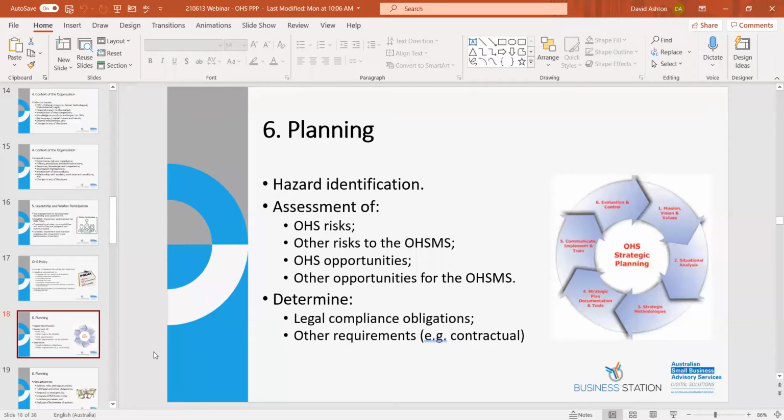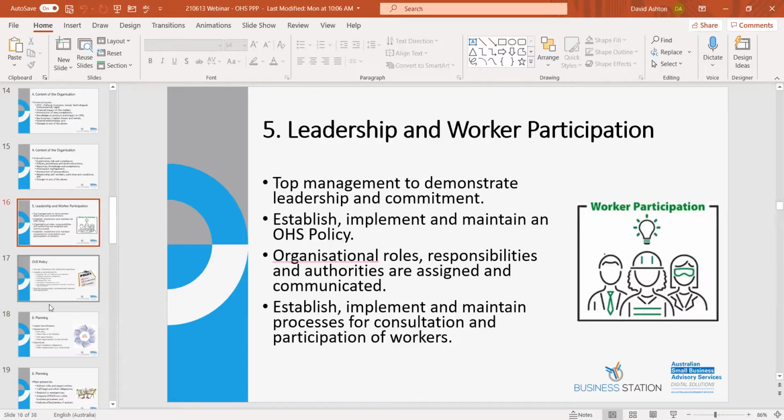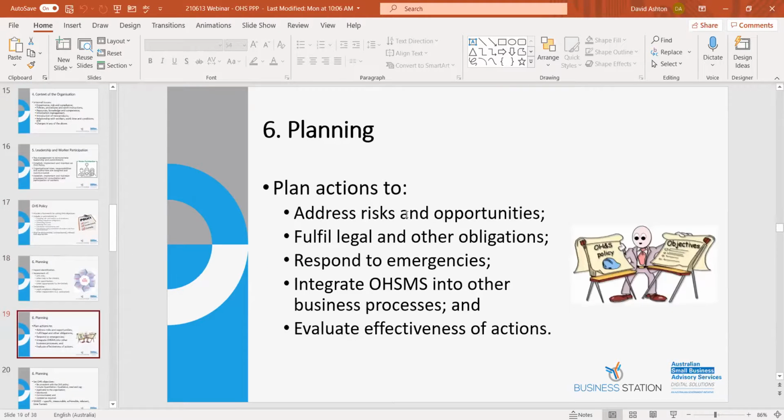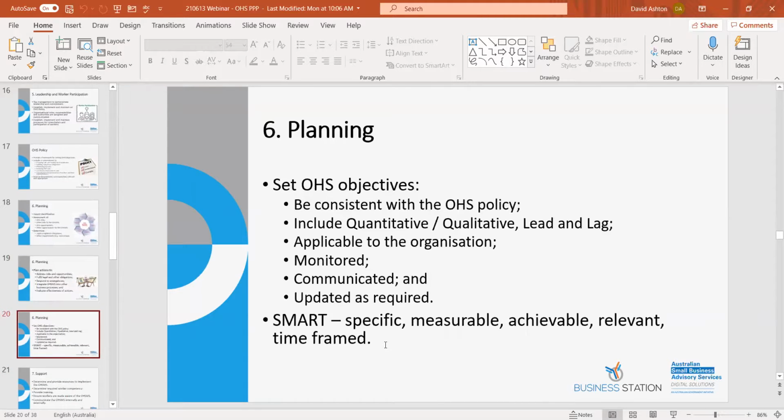You need to look at any other requirements you've got to comply with, such as contracts. The contracts that you enter into may require you to have certain safety requirements as well. Then you need to put in place the procedures to address risks, fulfill legal obligations, and respond to any emergencies. So you might need to have an emergency response plan. You need to integrate this into other business processes, and you need to constantly evaluate the effectiveness of the procedures and the actions put in place to manage safety in the workplace.